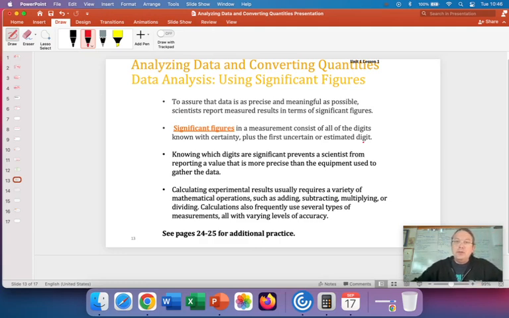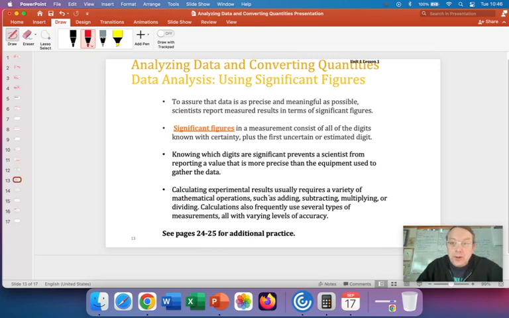9.2. So when we know which digits are significant, this prevents a scientist from reporting a value that's more precise than the equipment used to gather the data. So I was just showing you my equipment is a ruler. I can't say 9.2356 because that's way above the precision for my ruler. Or my scale, the digital scale in class only goes up to 100ths of a gram, so we can't say a calculation that includes 1,000ths of a gram.